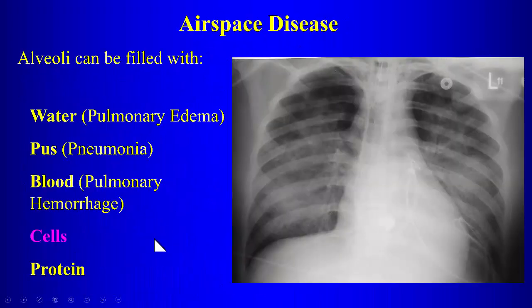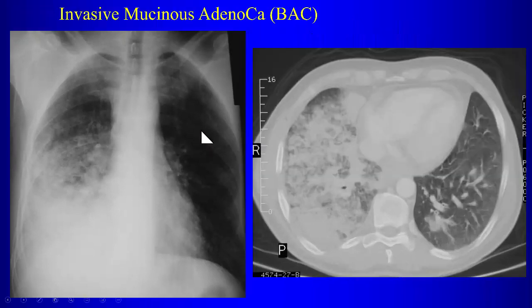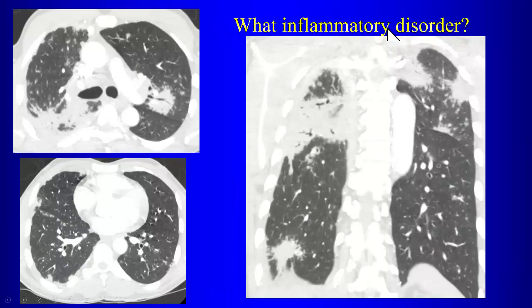So we've kind of touched on some of these. Moving on to cells that can give you airspace disease, what primary lung neoplasms can be associated with airspace disease and air bronchograms? Yeah, so what used to be called bronchoalveolar carcinoma, what is it called now? Mucinous adenocarcinoma, mucin-producing adenocarcinoma. So that can give you airspace disease, right? So with chronic consolidation, invasive mucinous adenocarcinoma belongs in your differential also for chronic airspace disease, okay?